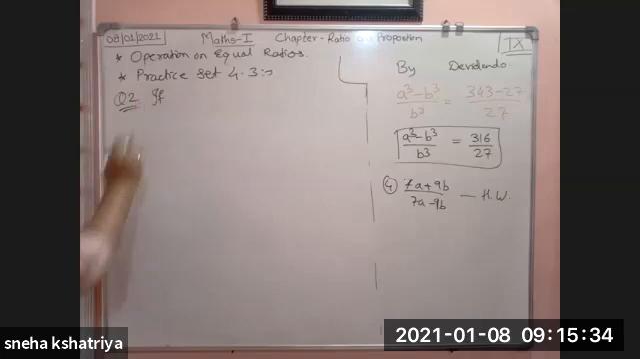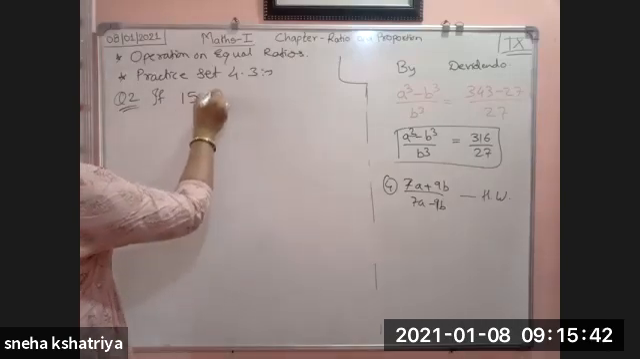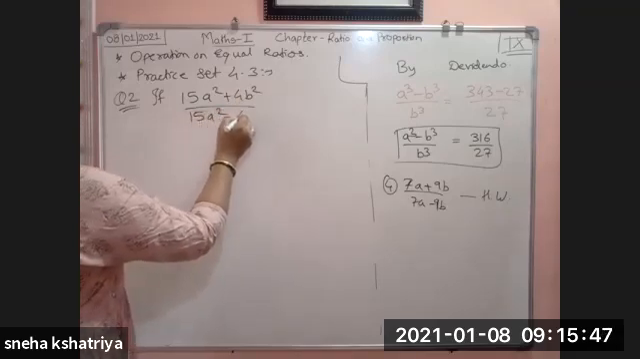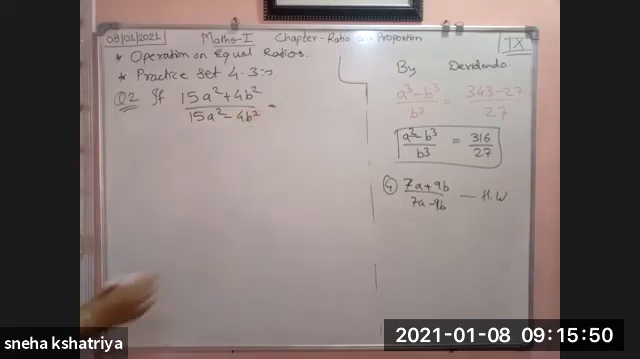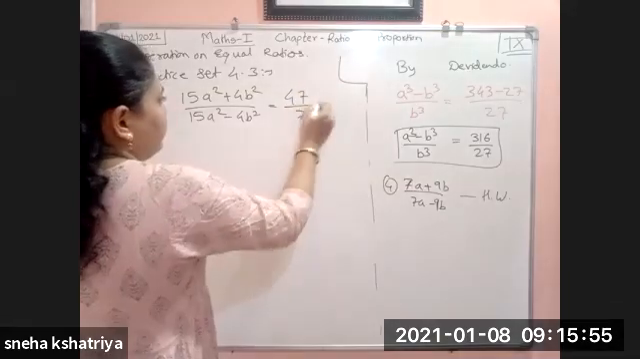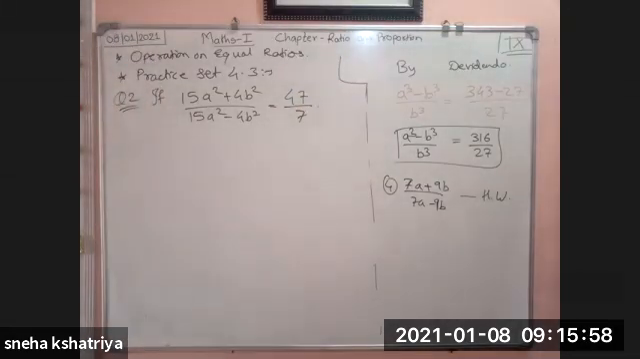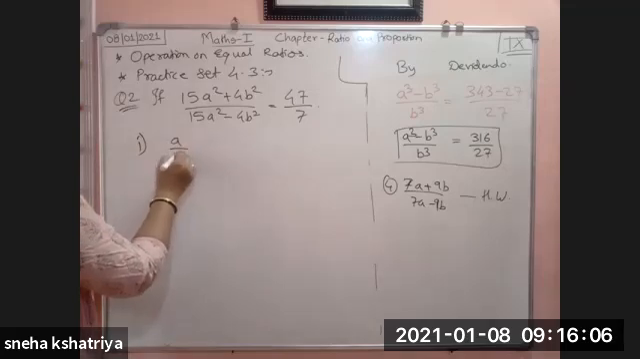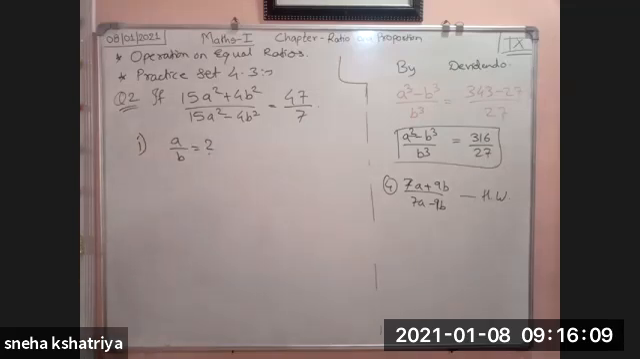Question number 2. What is given to us? 15a square plus 4b square divided by 15a square minus 4b square is equal to 47 upon 7. Then find the values of the following ratios. The first ratio is a upon b, which you have to find out.